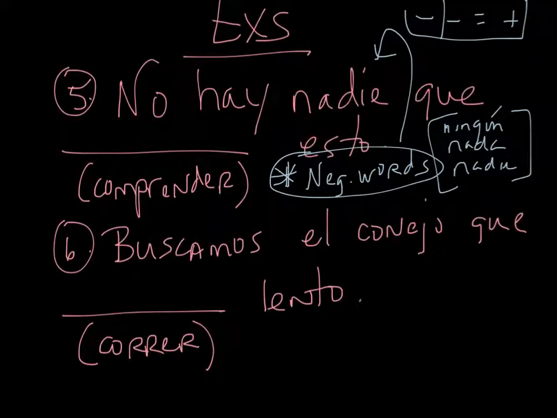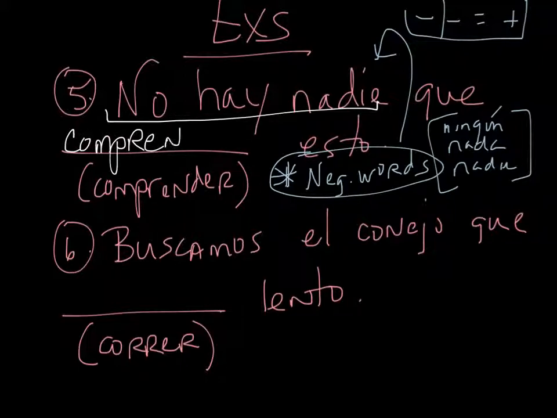And some final examples. No hay nadie que comprender esto. There isn't anyone that understands this. Now, sometimes these sentences can actually throw kids for a loop, but they're really the easiest ones. There isn't anyone that understands this. Well, if there isn't anyone, that means that they don't exist. So therefore, we need to use the subjunctive. That one's just laying it out there for you. Comprenda.